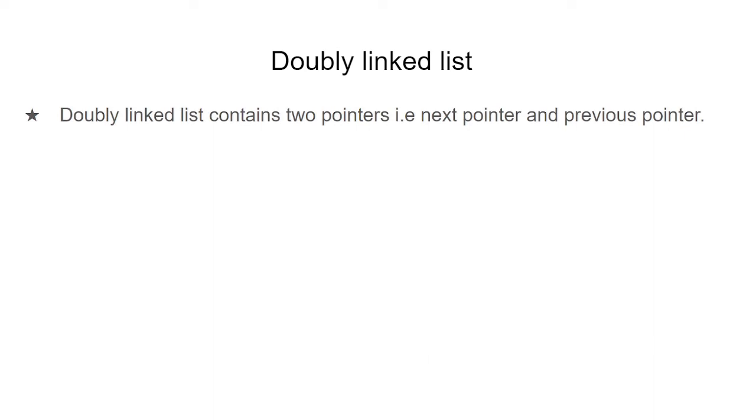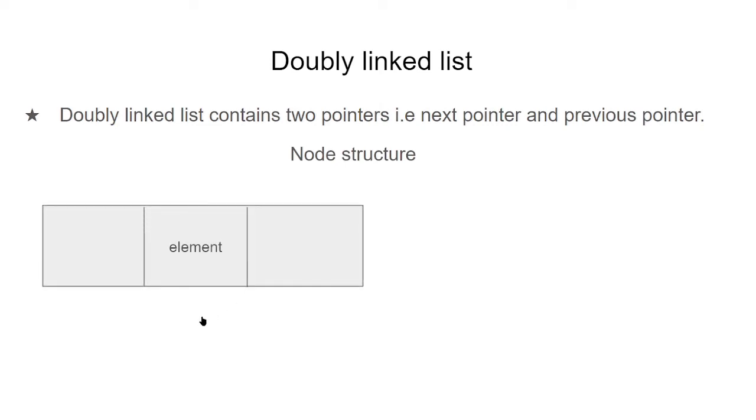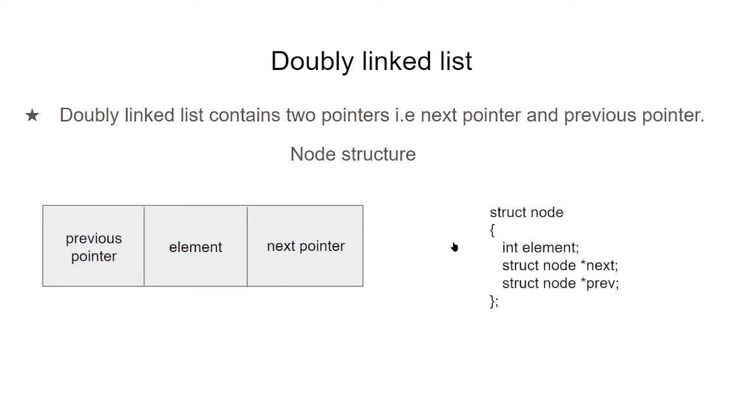And if we see about the doubly linked list, a doubly linked list contains two pointers, that is, the next pointer and the previous pointer. If we see about the node structure, there's an element and a pointer that points to the next node. In addition to that, there is also another pointer that points to the previous node. And if we see about the program structure, it looks like this with three elements in the structure. Int element is the data part, the next is a pointer that points to the next node, and the previous is a pointer that points to the previous node.